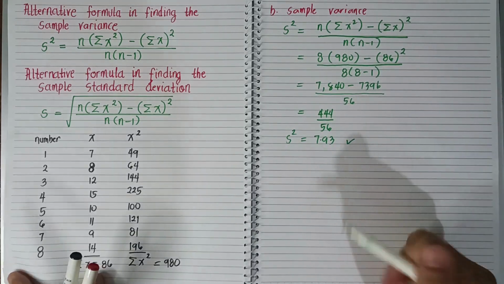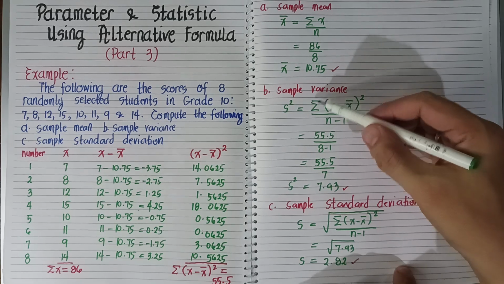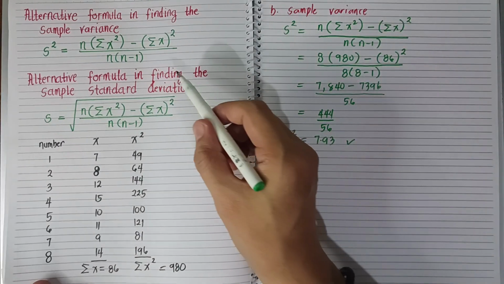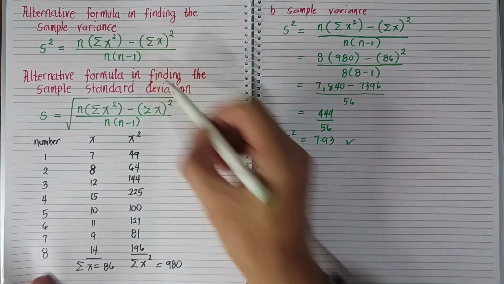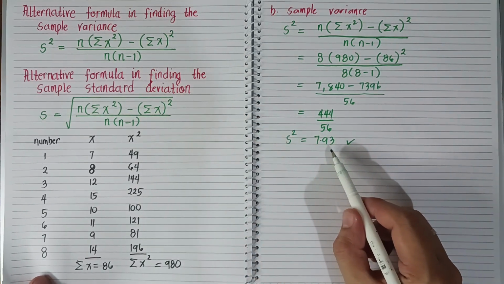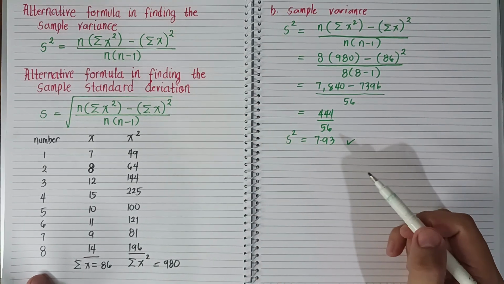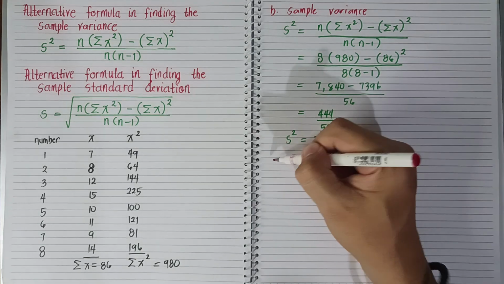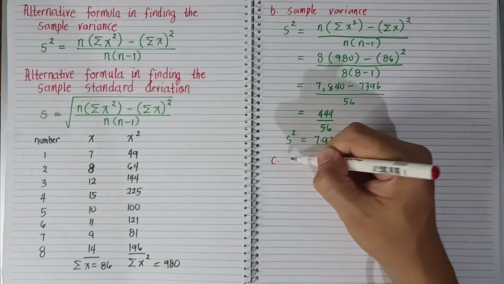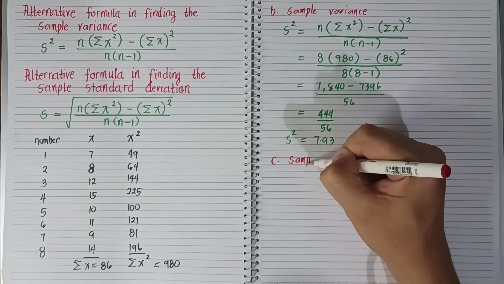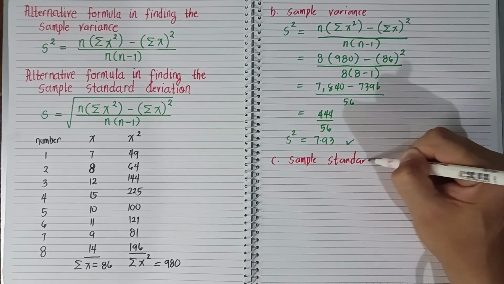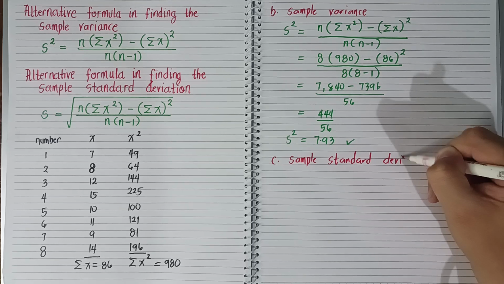Gets? Okay, let's compare. Balikan natin. So, sa sample variance, using this method, 7.93. And then, using alternative method or formula, ito yun guys, we proved na 7.93 din ang sagot. Okay? So, now, let's use alternative formula in finding the sample standard deviation. So, letter C. Sample standard deviation.